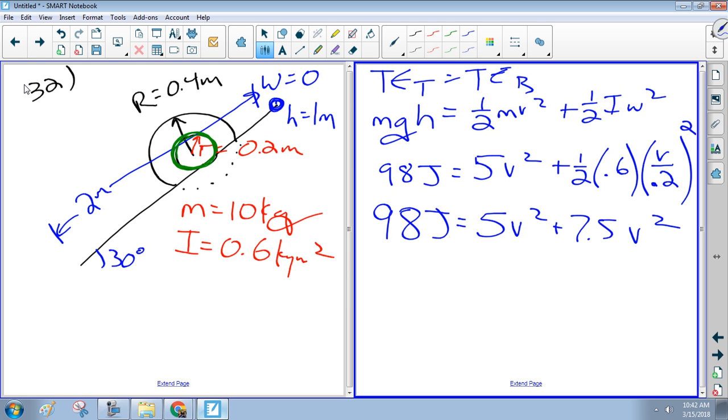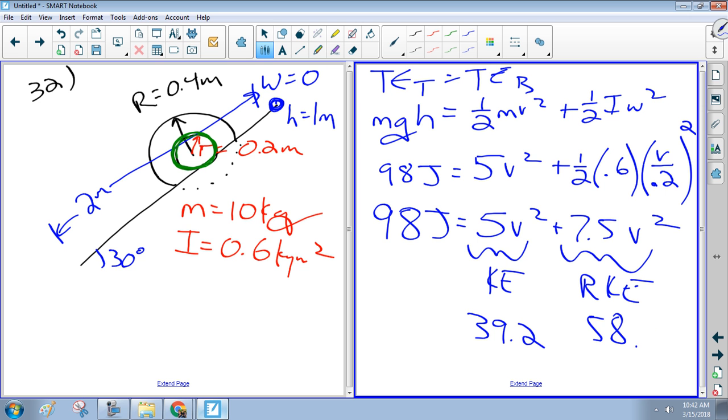And now I can go back in and plug in my velocity to find my KE and my RKE. So this one is the KE. This one is the RKE. Okay, they turn out to be 39.2 and 58.8. On the sheet you guys have, I have those flip-flopped. I have since corrected it, but that doesn't help you any. Cool?